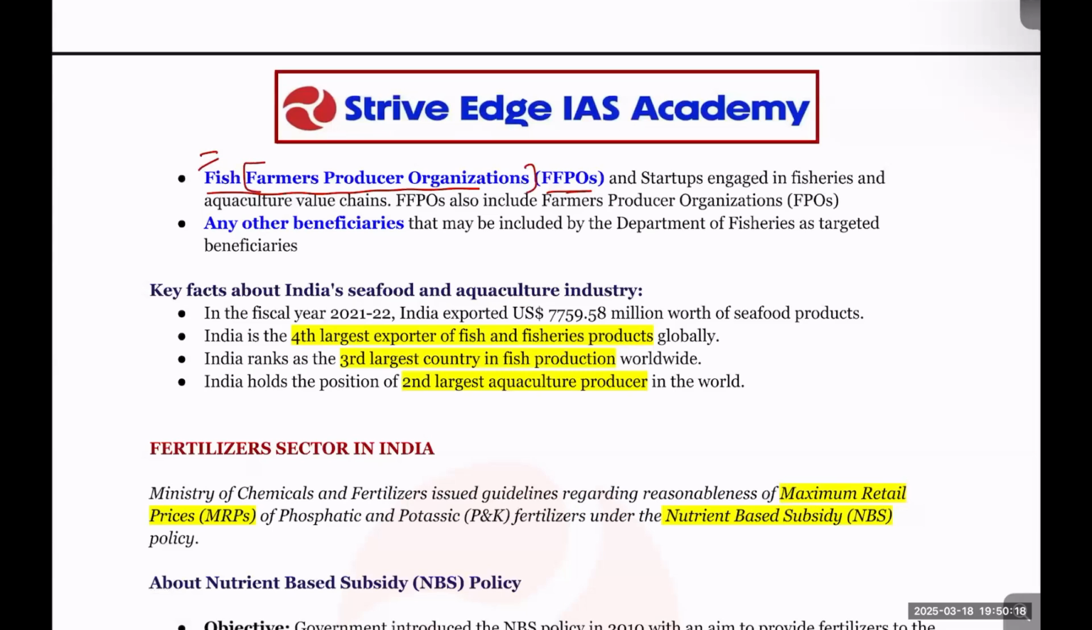Okay, this fishing domain or aquaculture domain, and also the startups. Any other beneficiary that may be included by the Department of Fisheries. So these are some of the beneficiaries that will be targeted by this scheme.